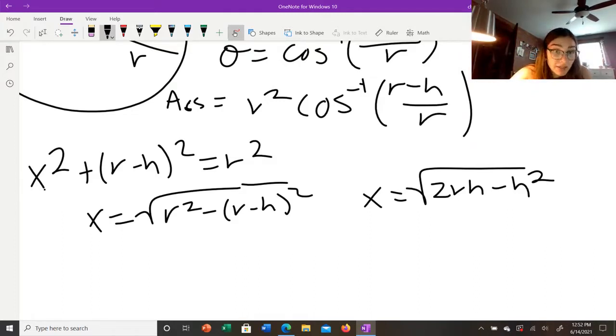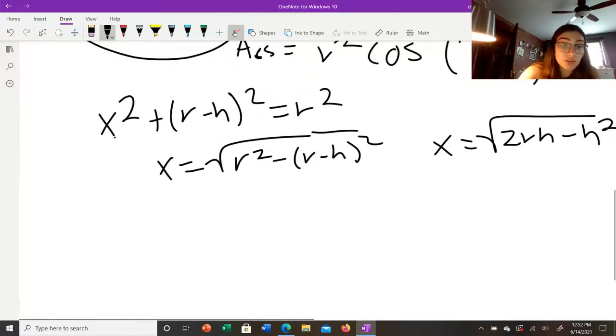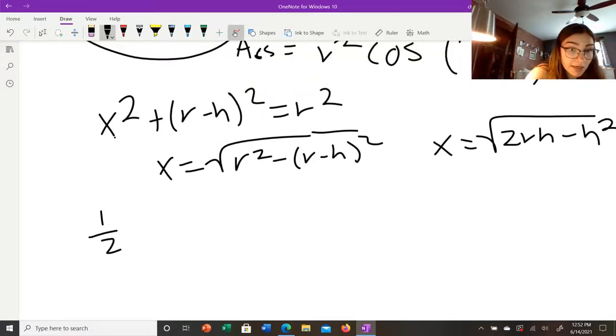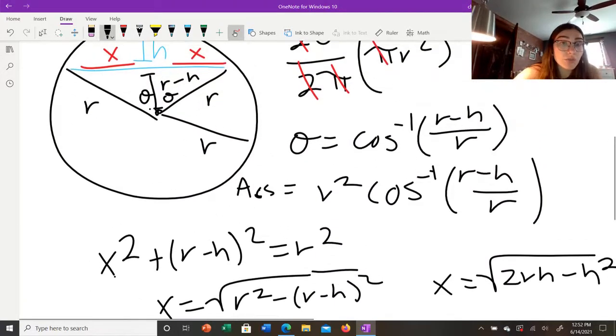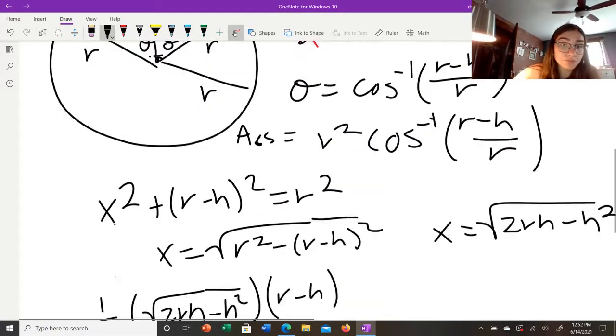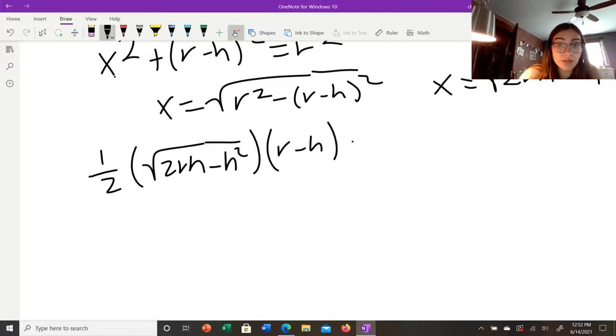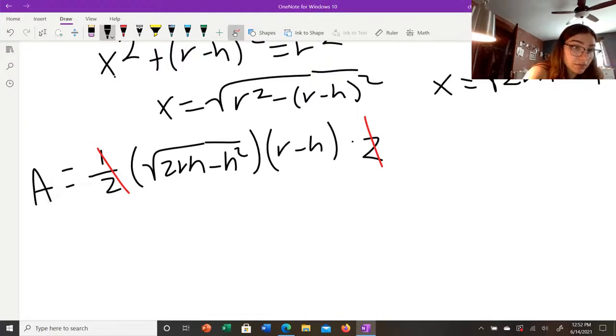So to find the area of the triangle, it's just 1/2 the base times the height. So 1/2 the square root of 2rh minus h squared, times the height, which is r minus h. But this is for one triangle, and we have 2. So we need to multiply this by 2. So our 1/2 and our 2 cancel, and this right here is the area of the triangle. I'll just call that AT.